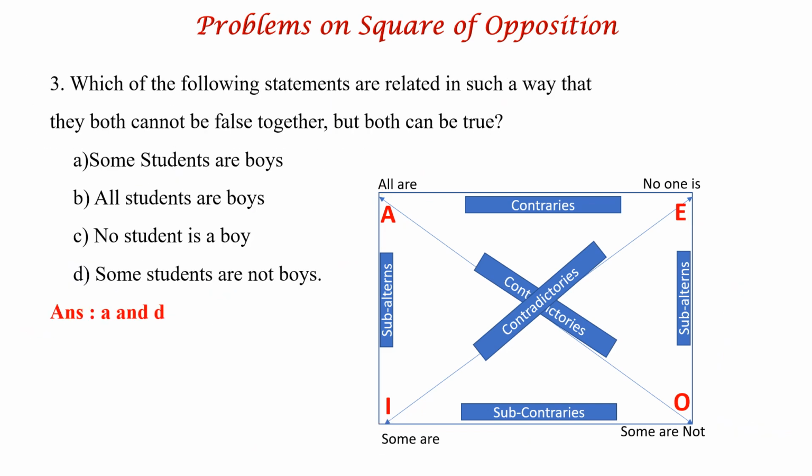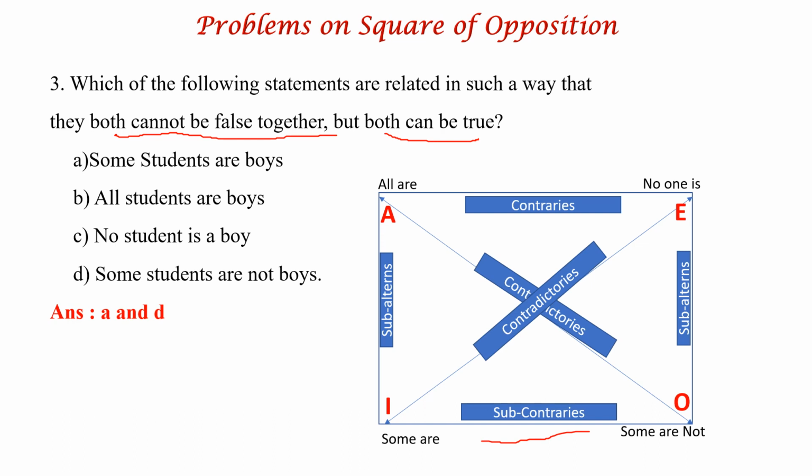Now read the question, third question. Which of the following statements are related in such a way that they both cannot be false together, but both can be true? Remember, both cannot be false together is sub-contrary. Contrary is both cannot be true together. Sub-contrary is both cannot be false together.